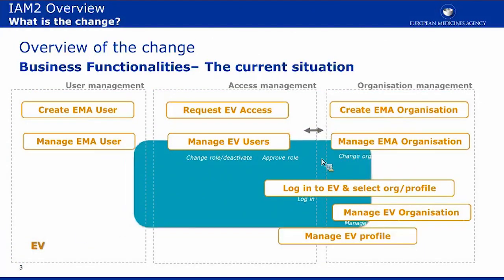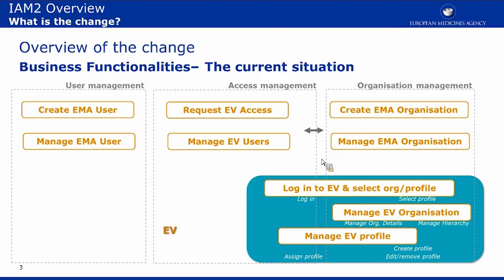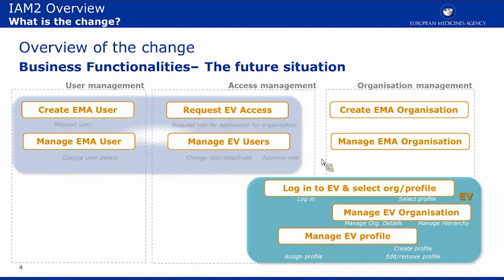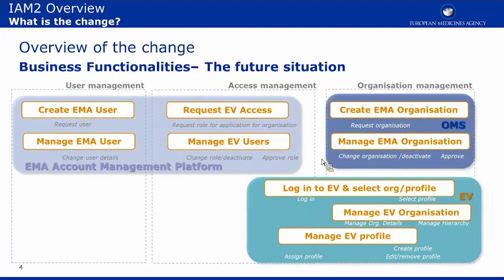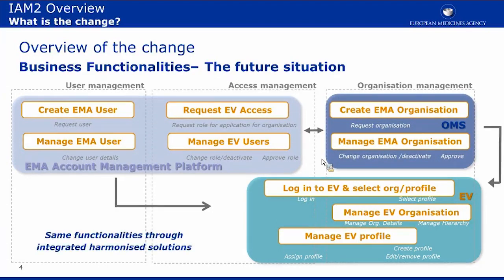What has happened now is that there has been a change in which very few aspects of user vigilance remain only editable at the user vigilance level. When we take you through the EV restricted area, I will mention which are those fields. The most important part for this project is user management, and that has been taken over by the EMA account management platform. So users register themselves.